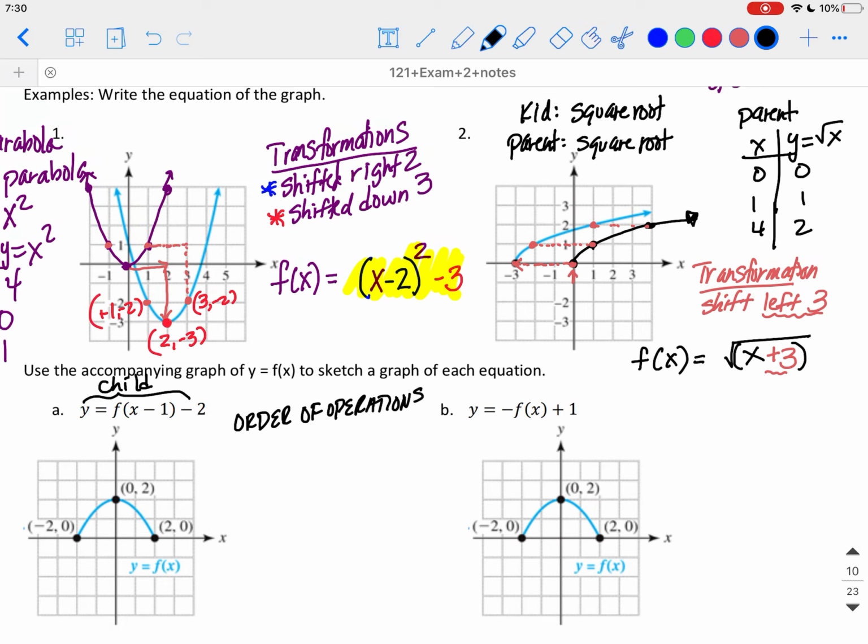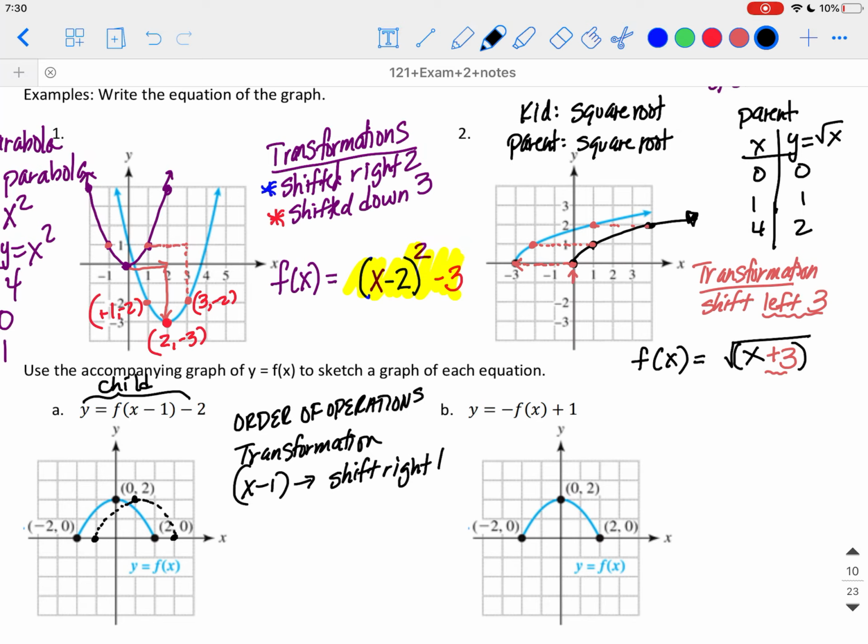Okay. So the first transformation is this x minus 1. So this x minus 1 is technically shift to the right 1. So I'm going to shift to the right 1. So every single point, I'm going to shift it to the right. And here's my kid. Actually, I should put them dotted. They're in utero yet. They're not born because we have another transformation to do.